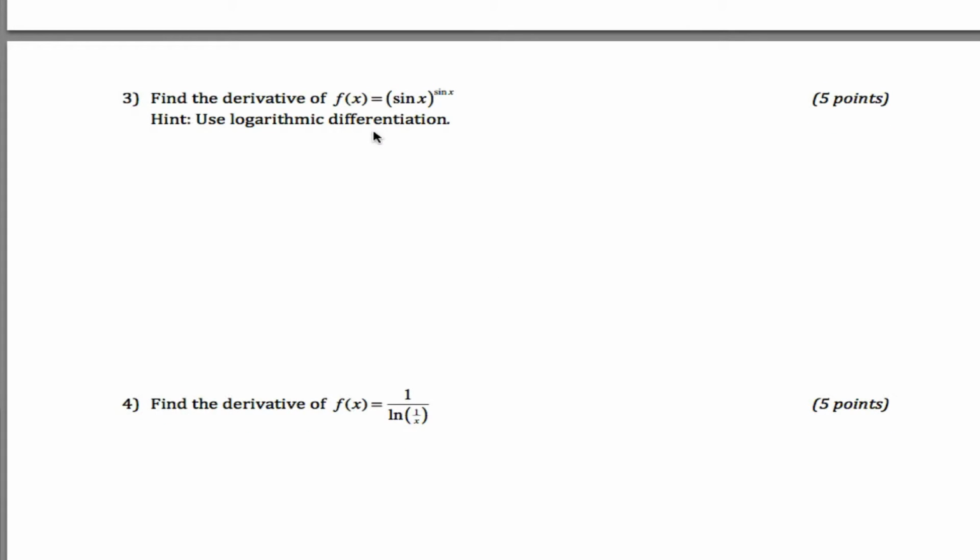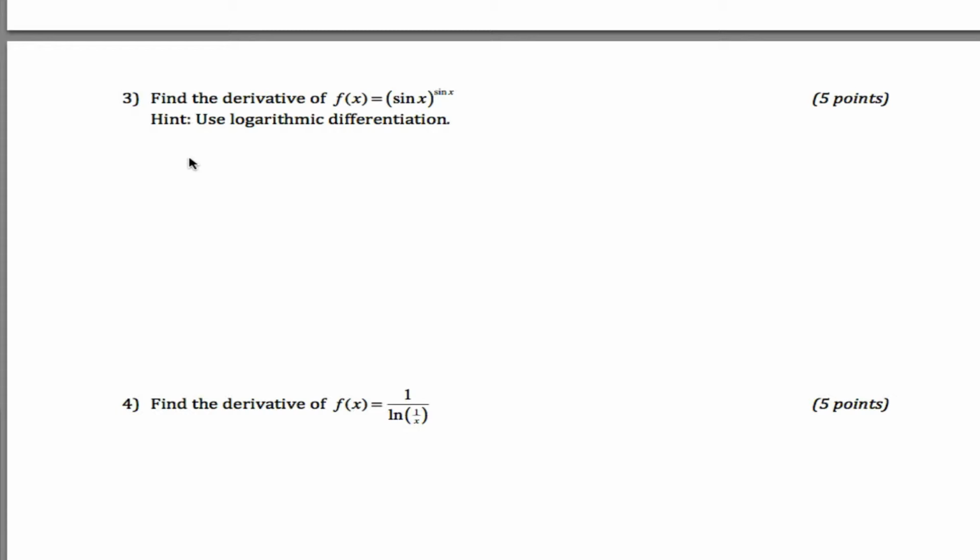Find the derivative. Okay, so this one's kind of tricky. Find the derivative of f of x equals sine of x raised up to the sine of x power. There's a hint here. You can't just use the power rule, right? You can't just say, well, x cubed is 3x squared, so this should be sine of x times sine of x raised up to the sine of x minus 1 power. Yeah, it doesn't work that way. Power rule only works when you have a variable raised up to a constant. Here I have a variable raised up to a variable, I guess is the way to think about it.